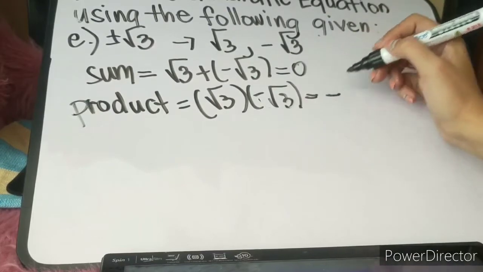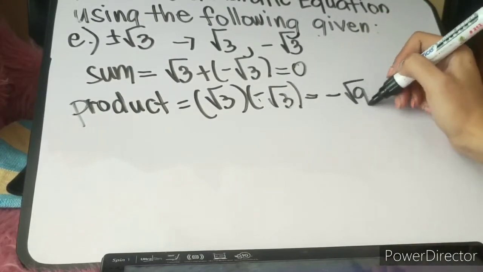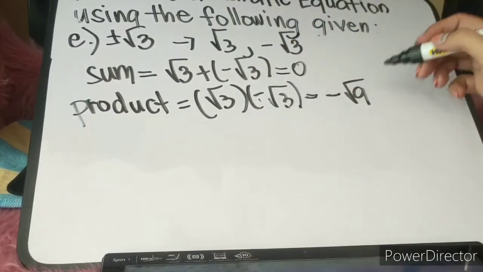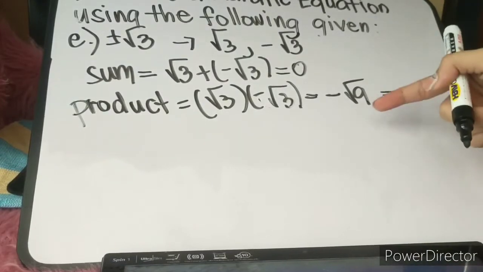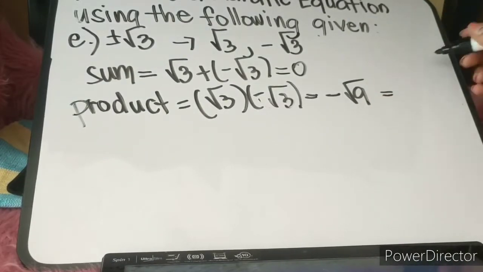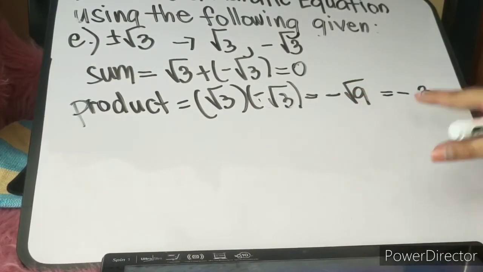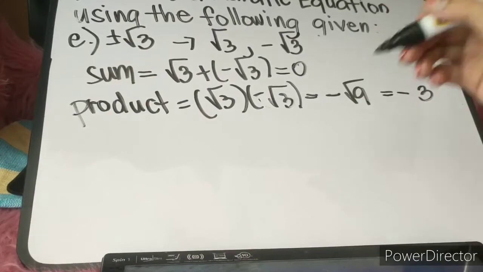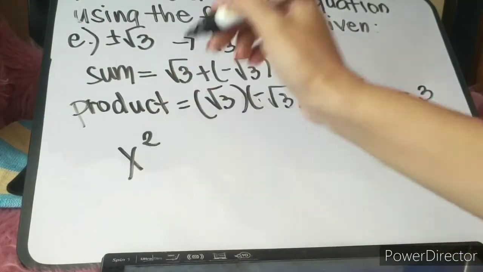And that is negative square root of 9, kasi 3 times 3 dun sa loob. Since we could get the square root of 9, which is 3, pero don't forget yung minus. So, that will be our product. And then, that's the time we will be substituting it.